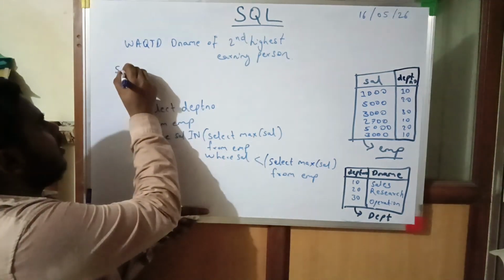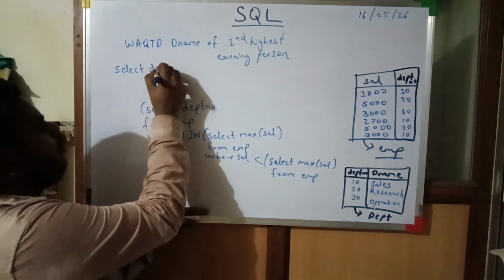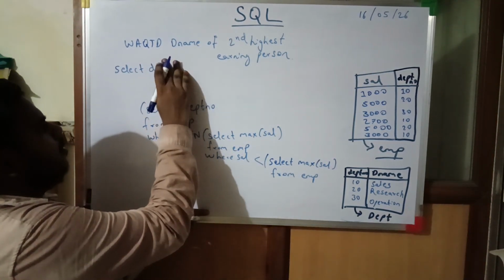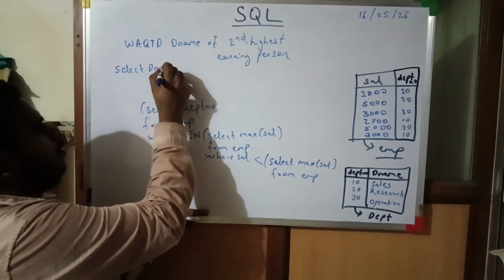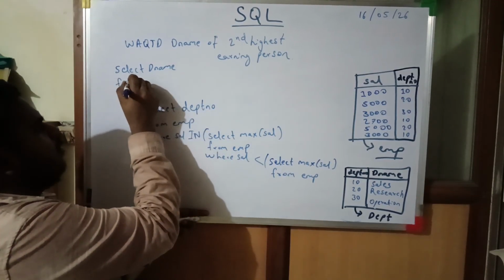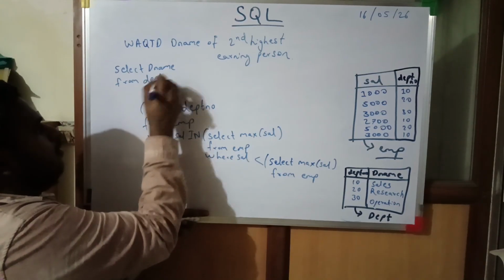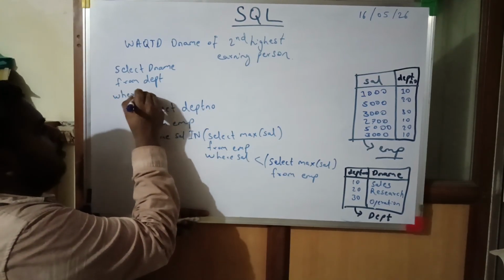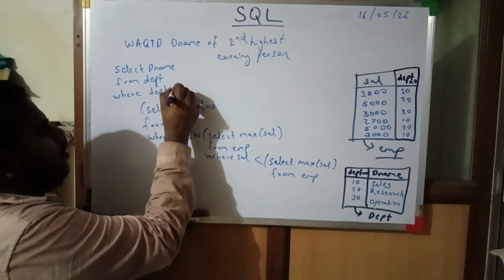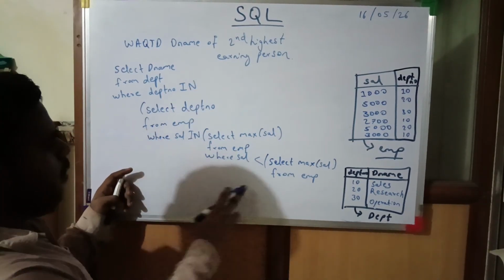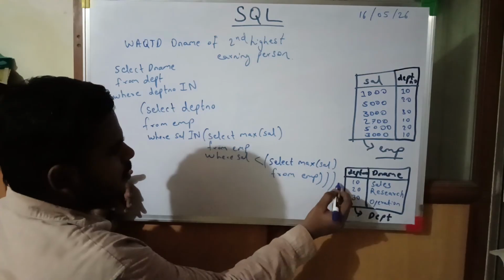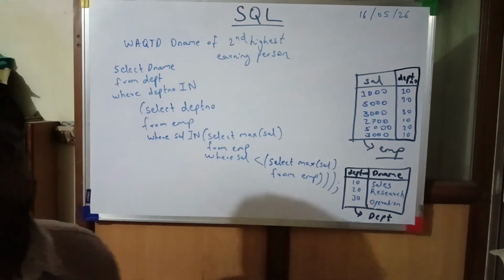So I will write select department number. Sorry, department number, not DName. What do I want to display? DName. From which table? From DPT. Where department number in. Okay, so one bracket, two brackets, three brackets, 1, 2, 3. This is how we will write the subquery.